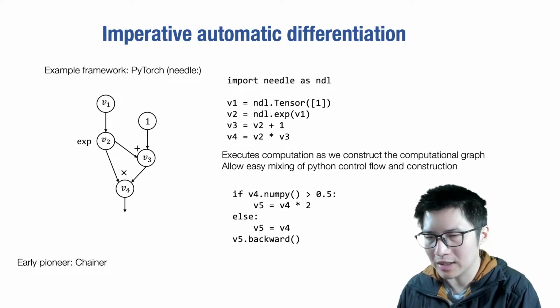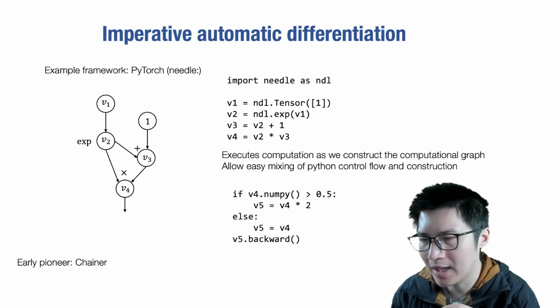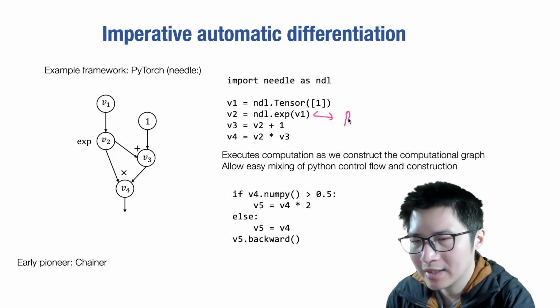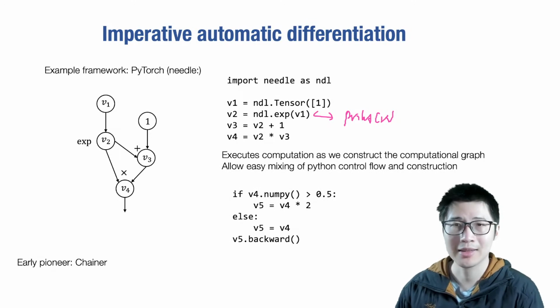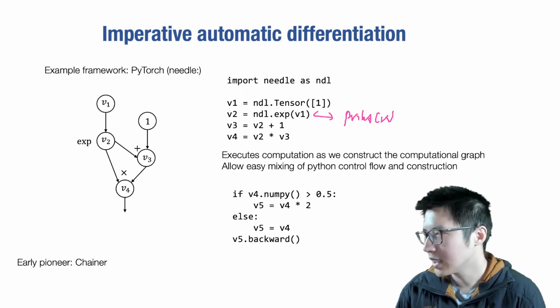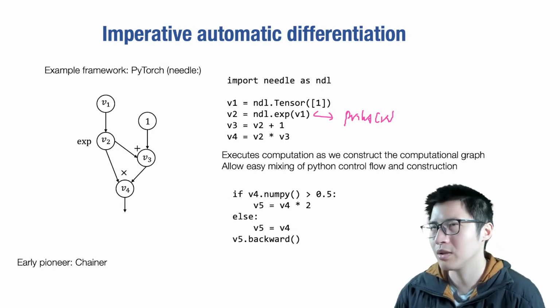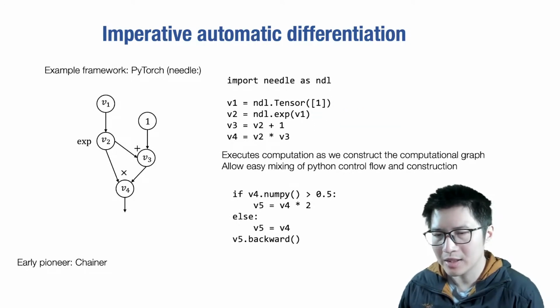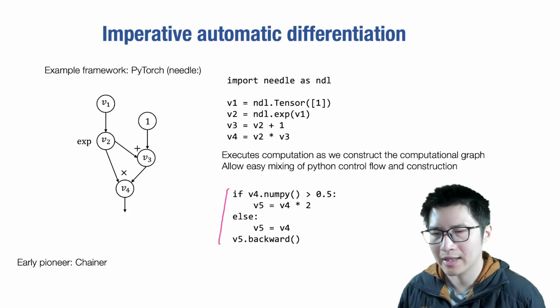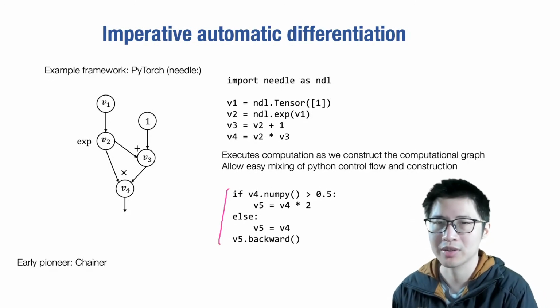In PyTorch, or in imperative AD APIs, you can directly go ahead and insert a print v2 here, because as we execute to this time point, the value of v2 is already known if I realize the underlying cache. That gives the opportunity to interact with debugging. The ability to mix in Python code and the computational graph construction is also very helpful.